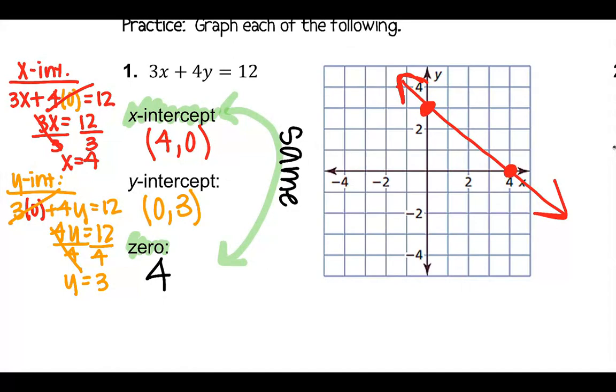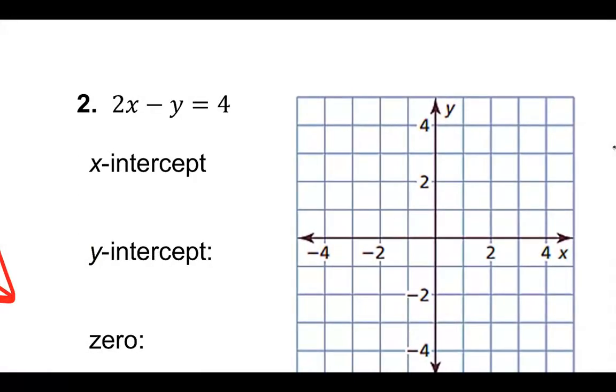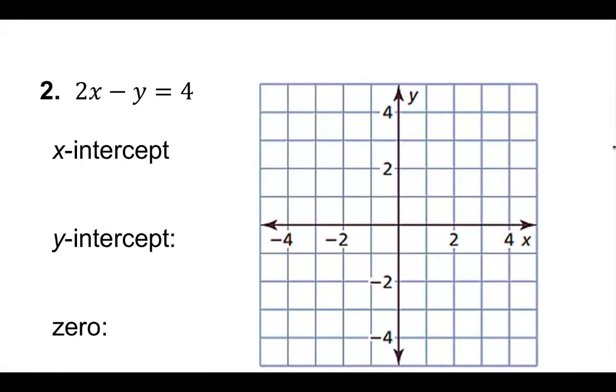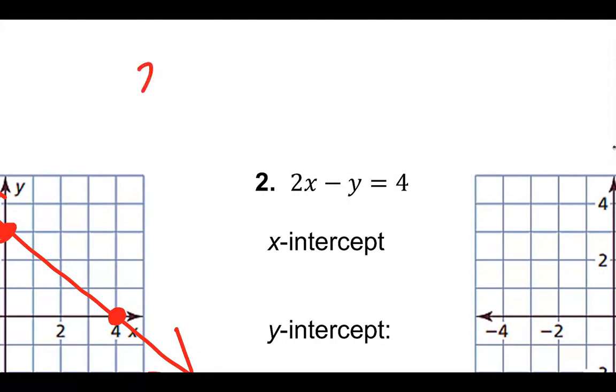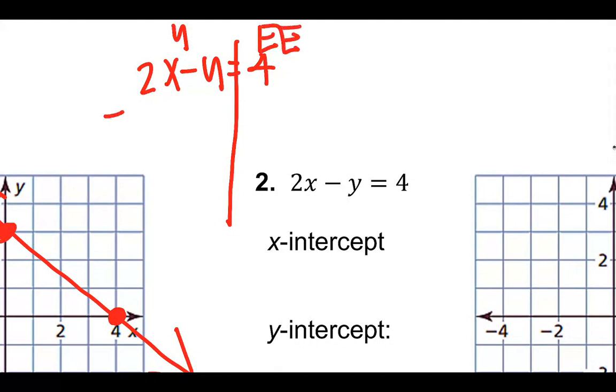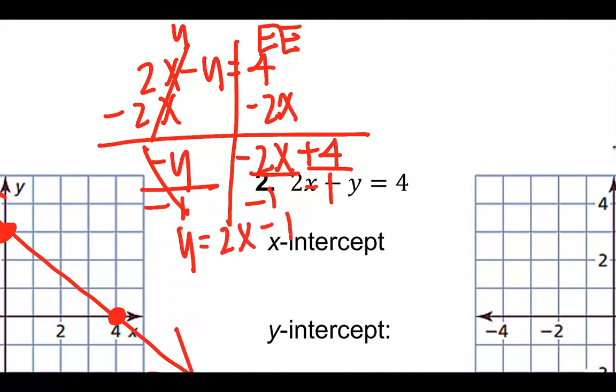Solve for the x-intercept, solve for the y-intercept, and plot them. That's option 1. Again, to find the x-intercept, you plug in 0 for y and solve for x. To find the y-intercept, you plug in 0 for x and solve for y. Option 2 was to get this in slope-intercept form. So I've got 2x minus y equals 4. I'm going to have y on one side, everything else on the other. I've got to subtract 2x, so I've got negative y equals negative 2x plus 4. Divide everything by negative 1, and I've got y equals 2x minus 4.